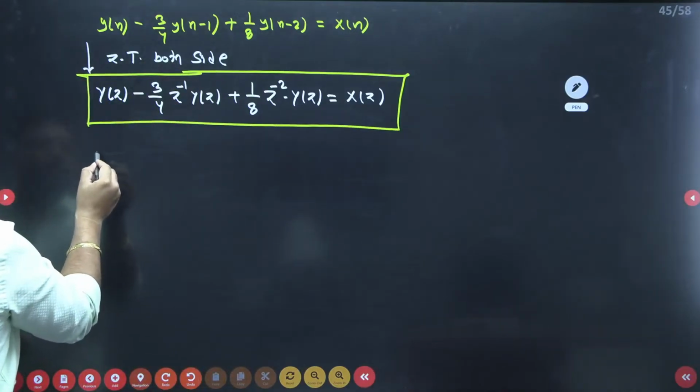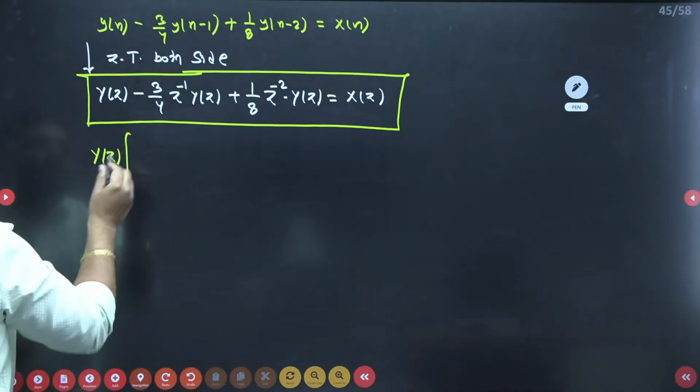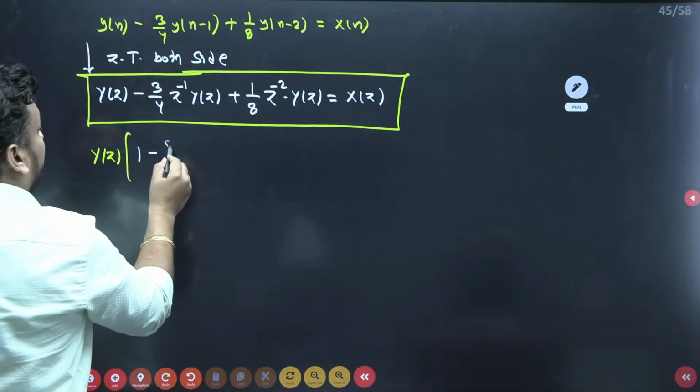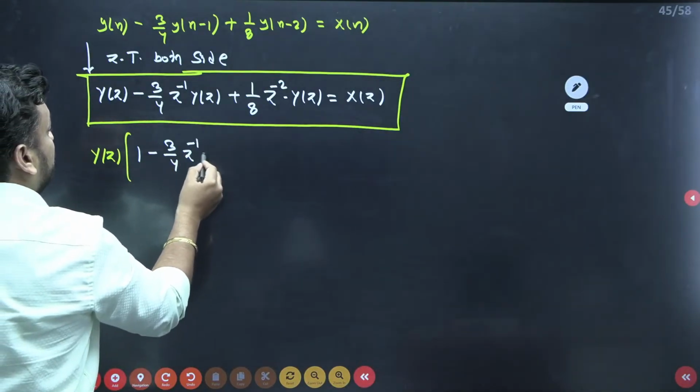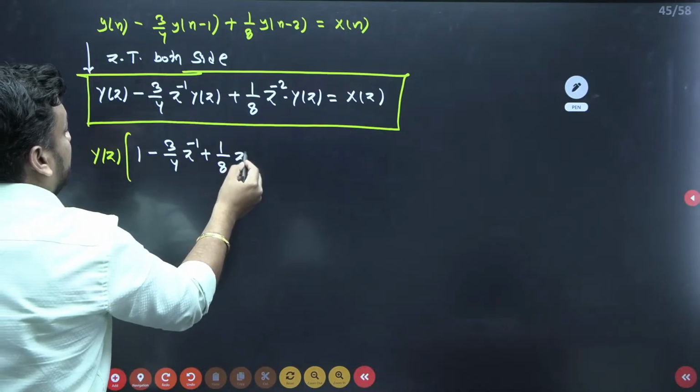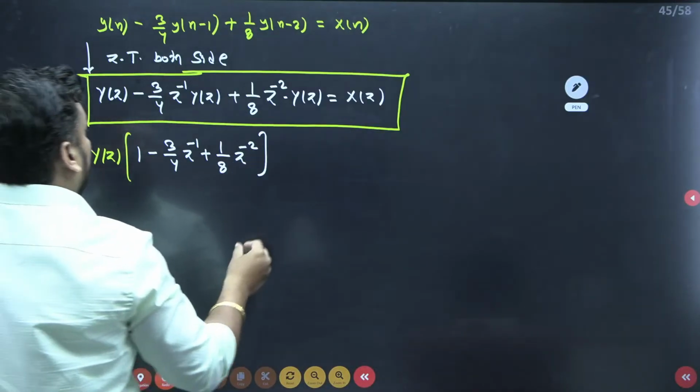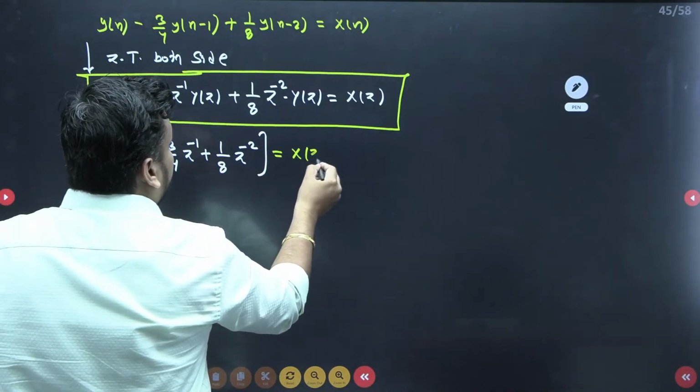Now you should tell me if I take yz common. If I take yz common, then inside the bracket we will get 1 minus 3/4 z^-1 plus 1/8 z^-2, and it is equivalent to xz.